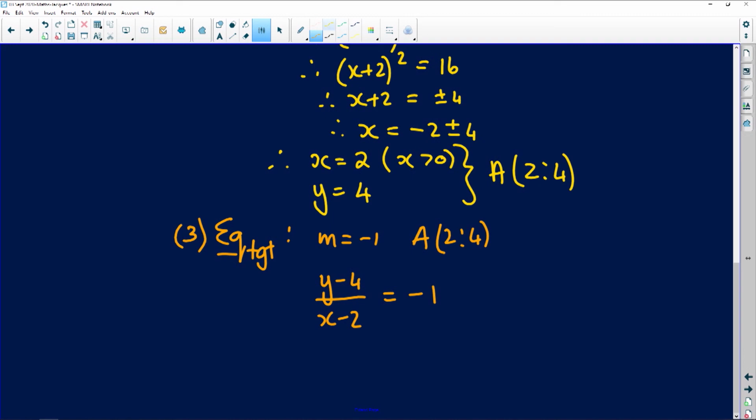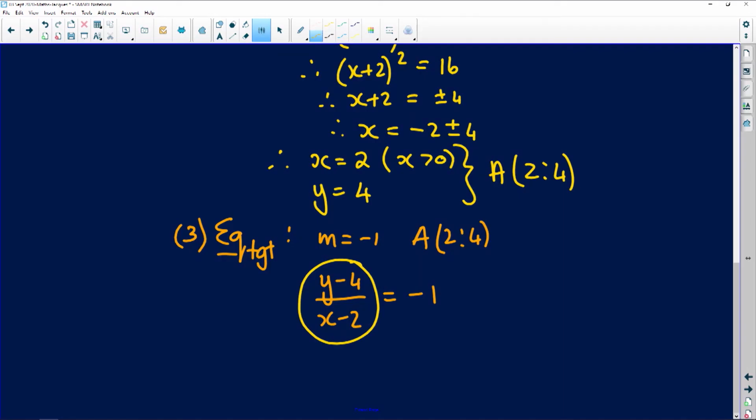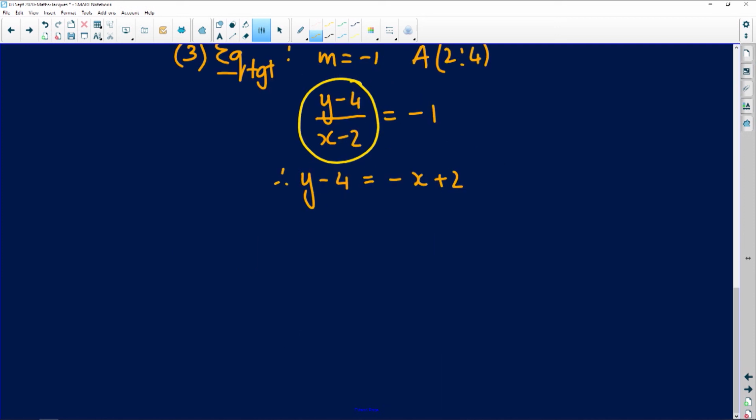Remember, matrics and grade 11s, if there are some of you watching, when you calculate this, you're actually finding a gradient between a variable point x, y and a fixed point on the diagram, and this point is our point A. So all that's left now is to cross multiply. y minus 4 is equal to minus x plus 2, and therefore our tangent will be y equals minus x plus 6. There's the equation of our tangent. Quite enough.